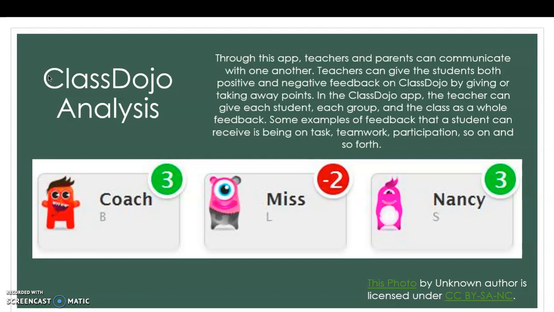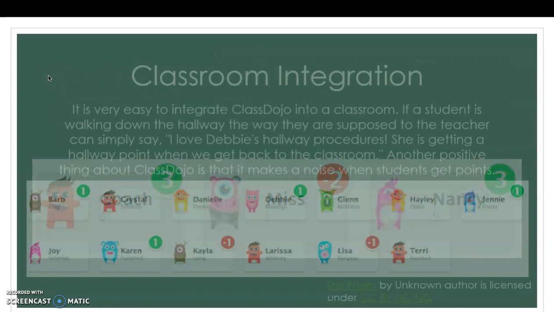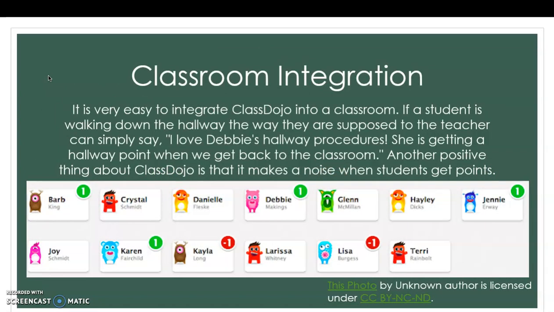In the picture below, we see that Coach and Nancy both have 3 positive points, while Miss has 2 negative points. It is very easy to integrate Class Dojo into a classroom. If a student is walking down the hallway the way that they're supposed to, the teacher can simply say, "I love Debbie's hallway procedures. She's getting a hallway point when we get back to the classroom."